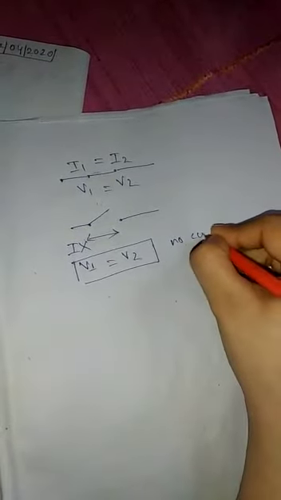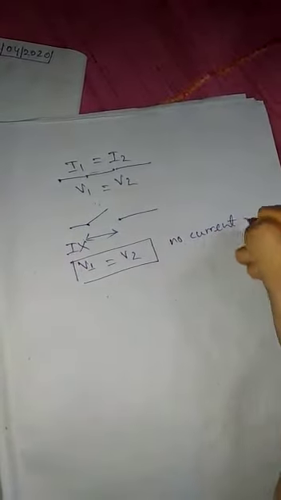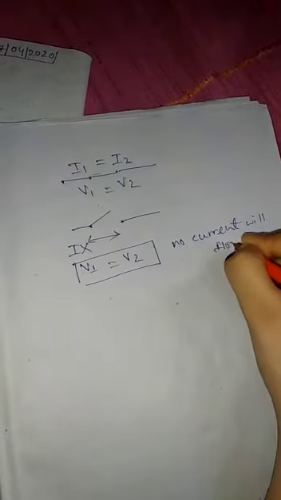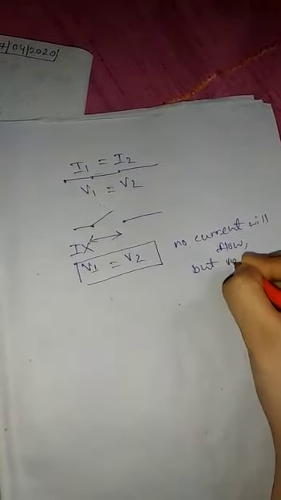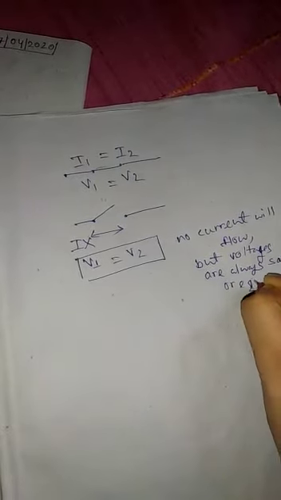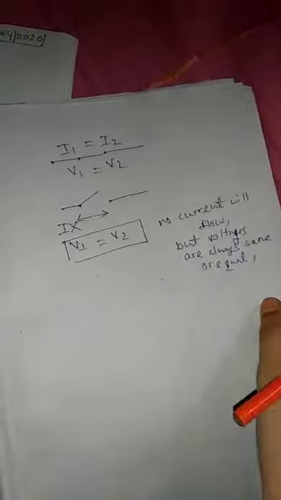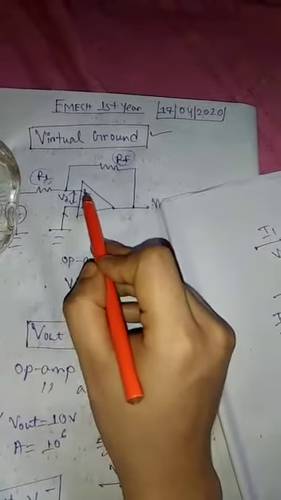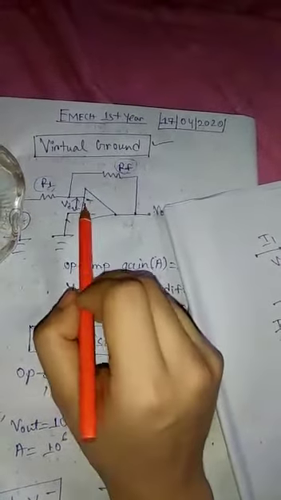No current will flow, but the voltages are always the same or equal. This is called virtual ground, meaning these two terminals are virtually grounded. No current will flow between these two terminals, but the voltages are always equal.